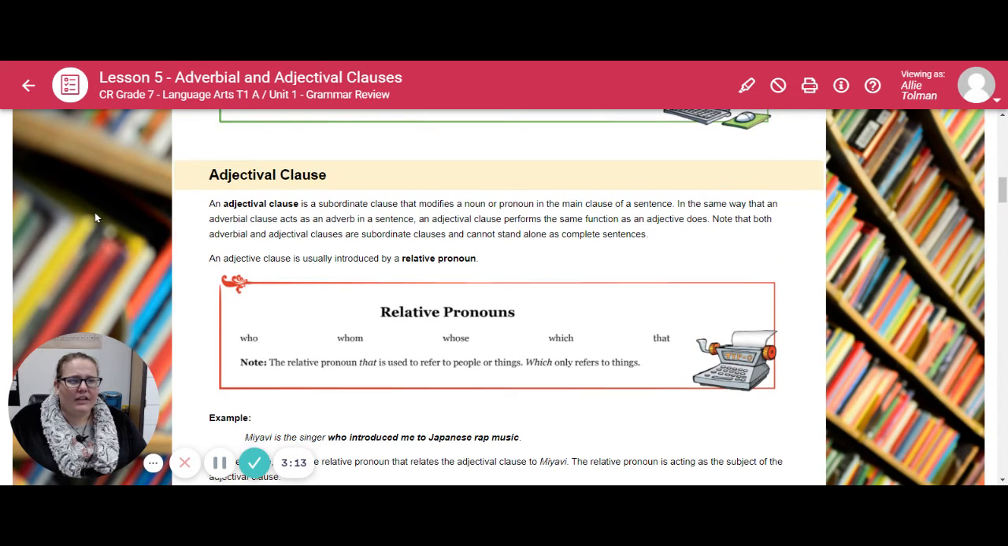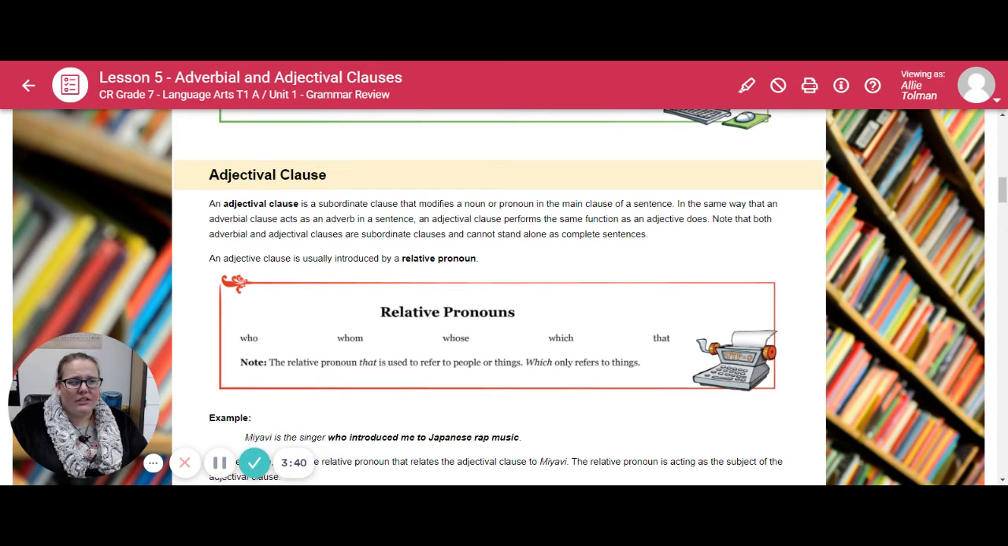Adjectival clause. An adjectival clause is a subordinate clause that modifies a noun or pronoun in the main clause of a sentence, in the same way that an adverbial clause acts as an adverb in a sentence. And an adjectival clause performs the same function as an adjective does. Note that both the adverbial and adjectival clauses are subordinate clauses and cannot stand alone as complete sentences.